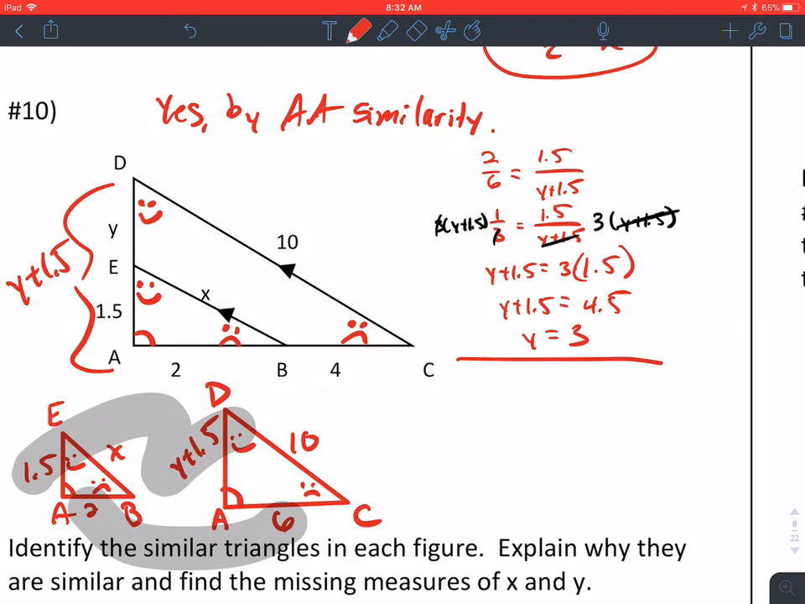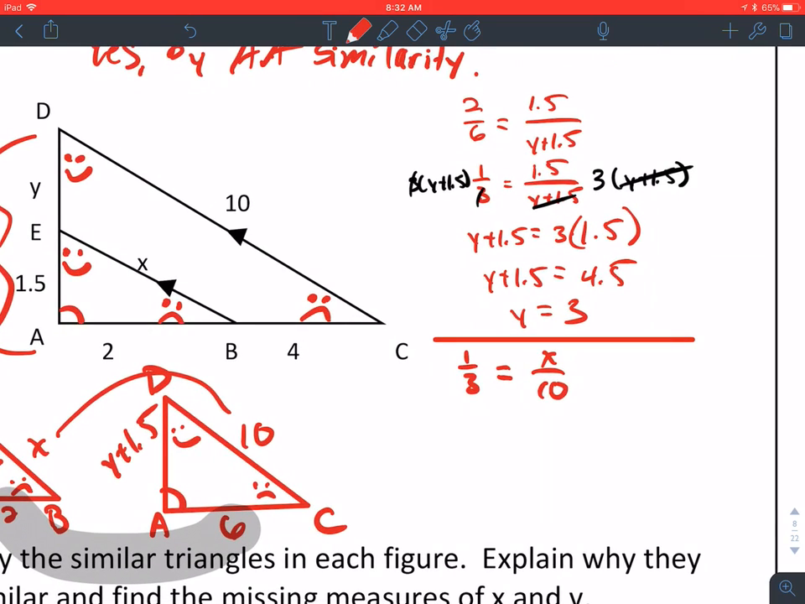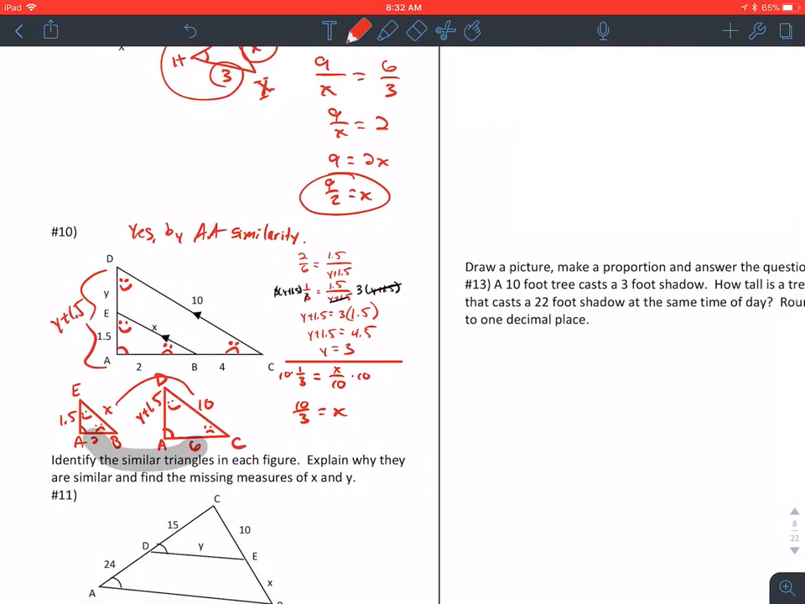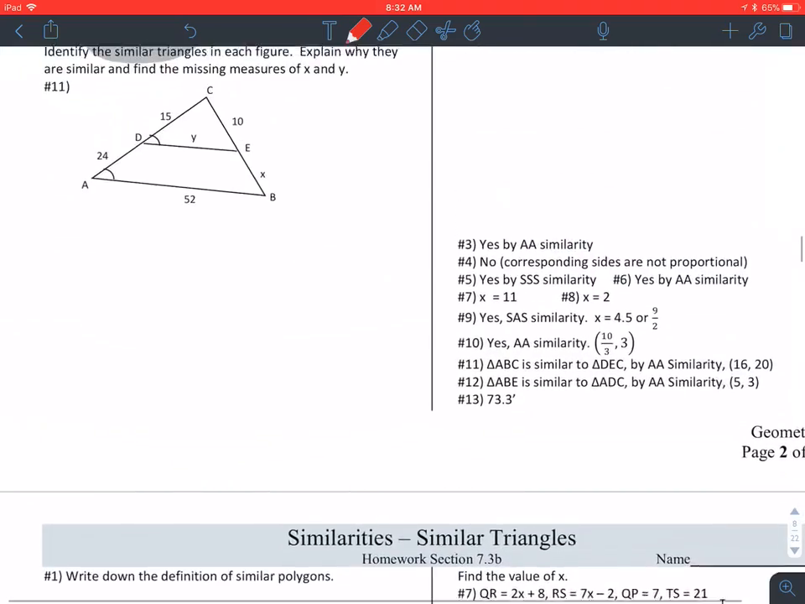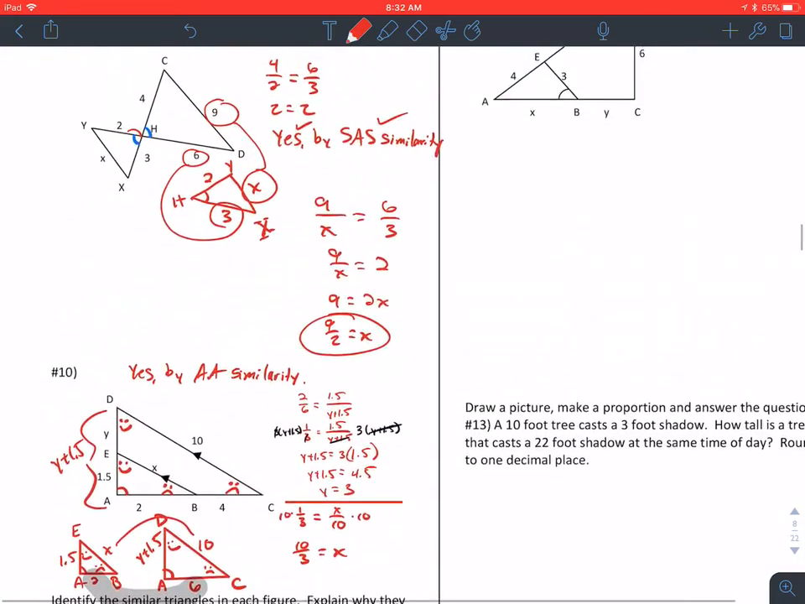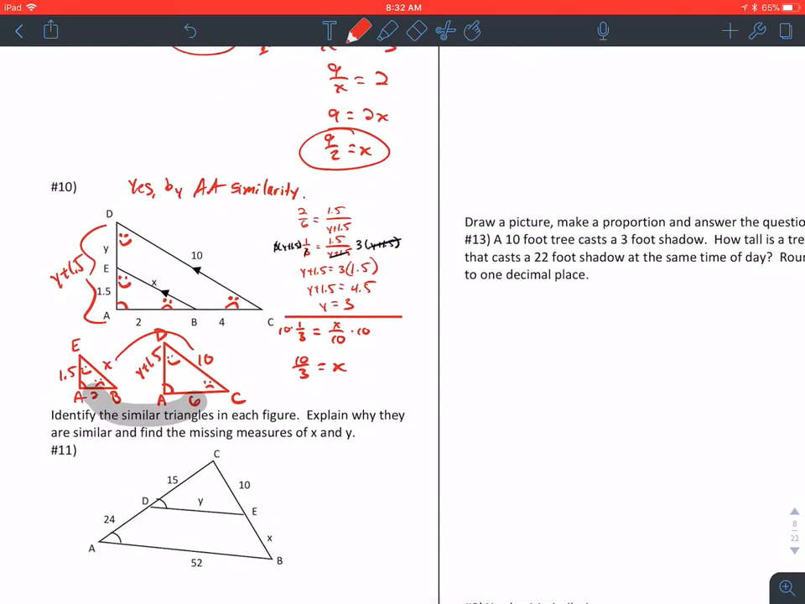So as far as x goes, once again, I could say 2 over 6, which we found out a little bit ago is the same as 1/3, is going to equate to x in 10. I multiply both sides by 10 to get x by itself. I get x is 10/3. Just confirm that that's right. Yep, the answer key says 10/3.